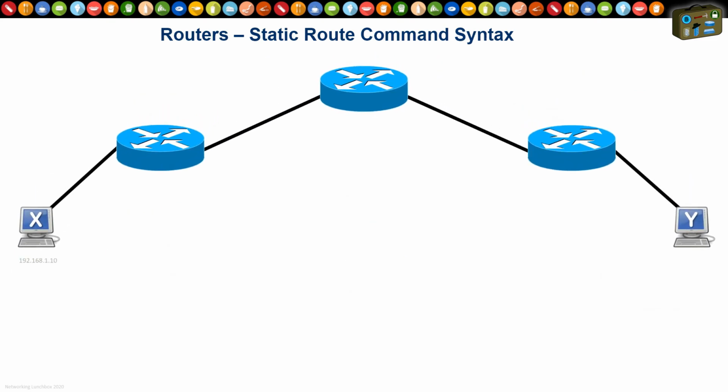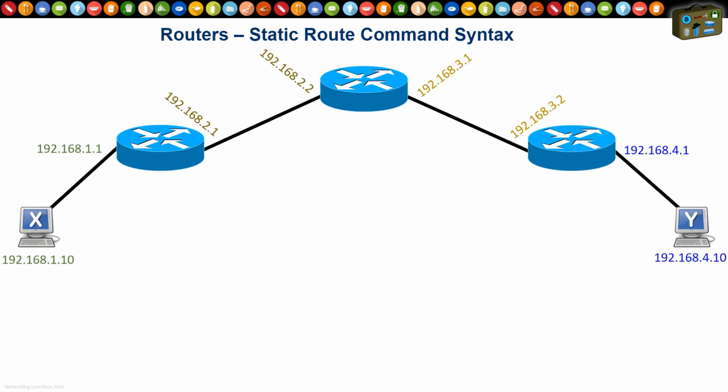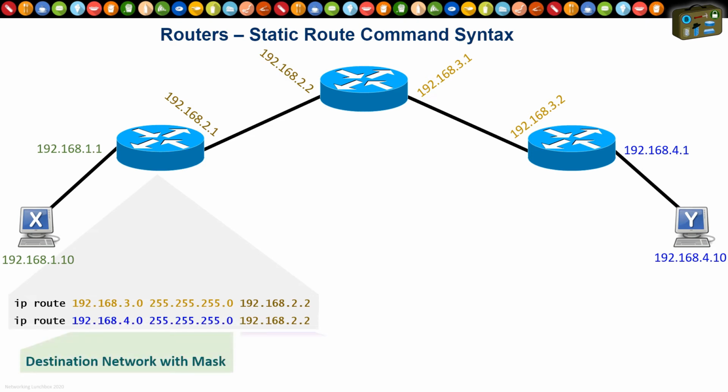So back to our original diagram. Let's put a whole bunch of IP addresses on it. We've got 4 networks. So on the left-hand router, we need to be able to find network 3 and we need to be able to find network 4. So the command is IP route 192.168.3.0 255.255.255.0. That is the network with its mask. And how do we get there? Well, we go via the middle router, which has the address of 192.168.2.2.